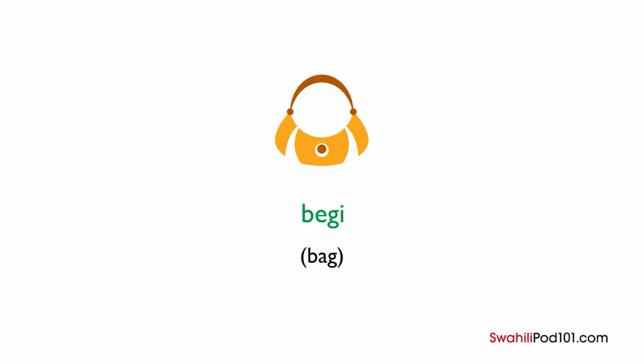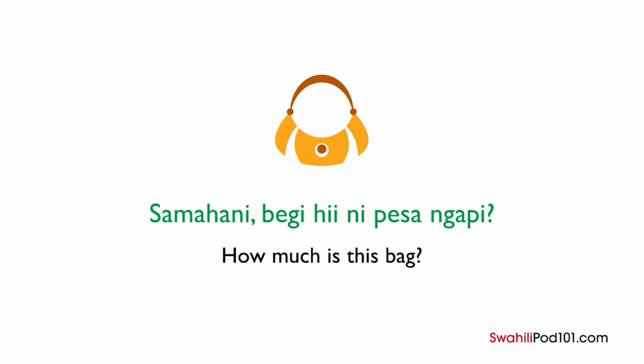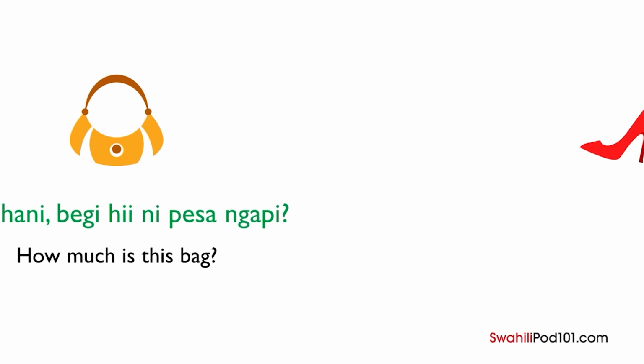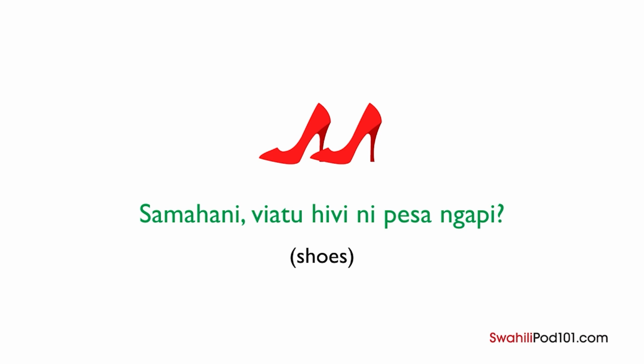Let's look at some more examples. Say you see a bag that you want to buy. A bag in Swahili is begi. So how would you ask how much it costs? Samahani, begi hii ni pesa ngapi? Or a pair of shoes. This makes it slightly different because you have to use the plural form. A shoe will be kiatu, but the plural for shoes is viatu. So you would ask the following question. Samahani, viatu hivi ni pesa ngapi? This simply means, how much are these shoes?